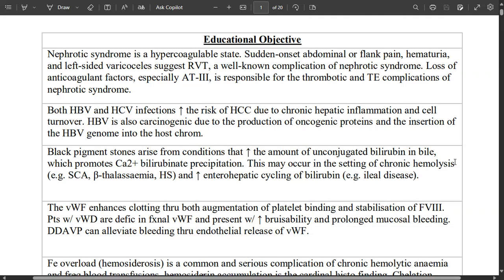So hello everyone. Today we'll be completing the whole of Hematology and Oncology section from the UWorld. So beginning with question number one.